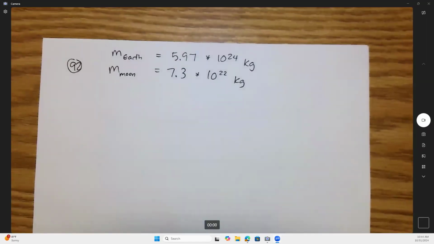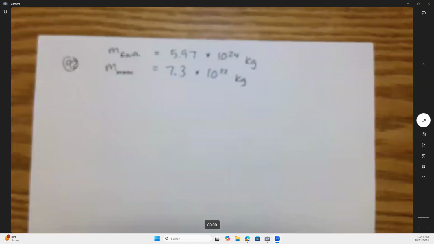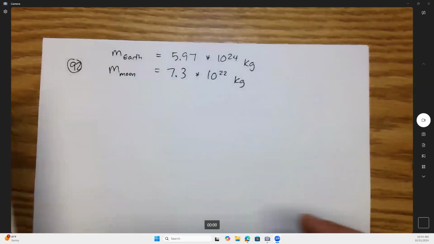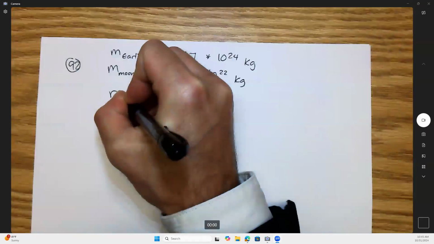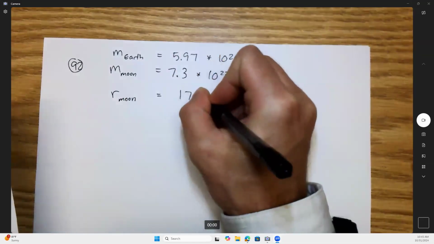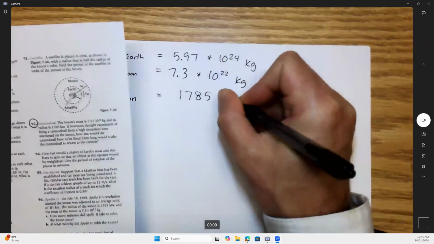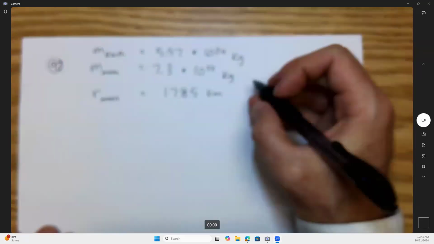100 times. Yeah, 100 times because it's 10 to the power of 2. You see, 100 times? All right. What else do we know? They told you the radius of the moon. They said it's 1,785 kilometers. Okay. Now, I bet we're going to have to do an equation here because it's physics class.